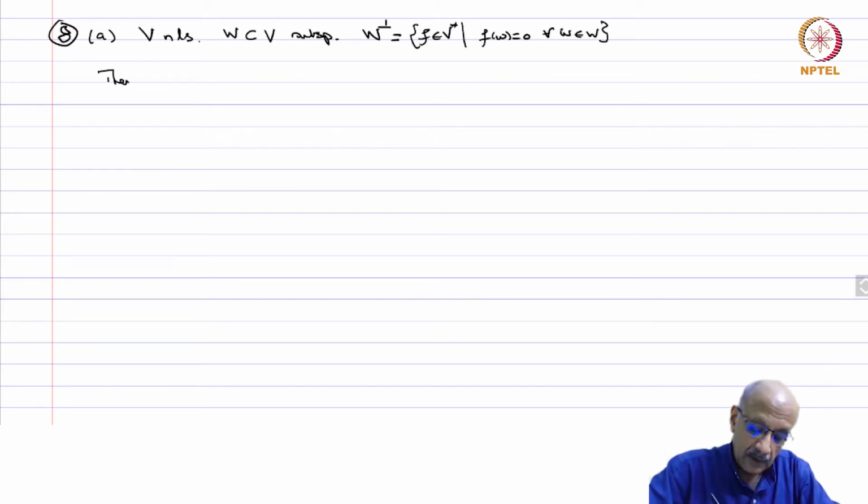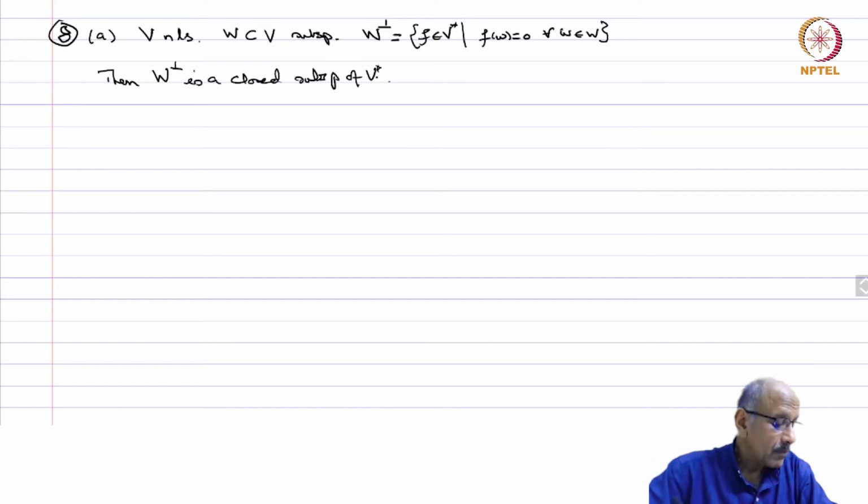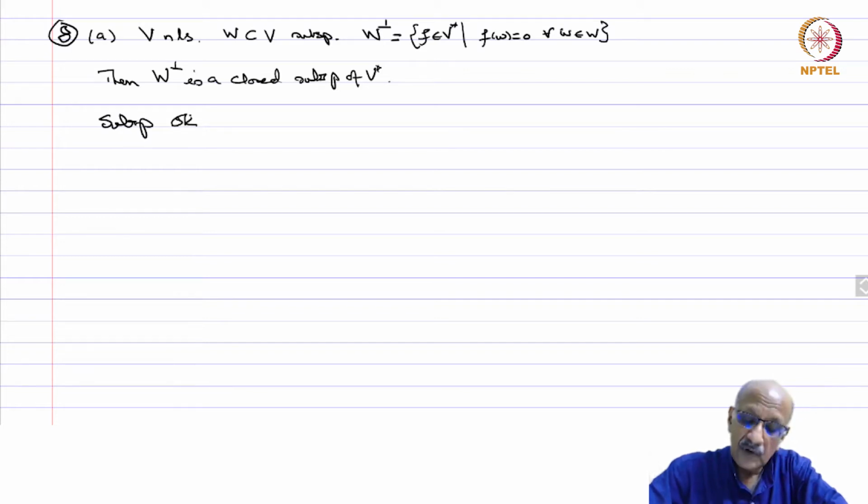Then W perp is a closed subspace. So this is almost immediate. So subspace, okay, by linearity. So if f and g are in W perp, alpha f plus beta g acting on w will also be 0, and therefore it is a subspace.